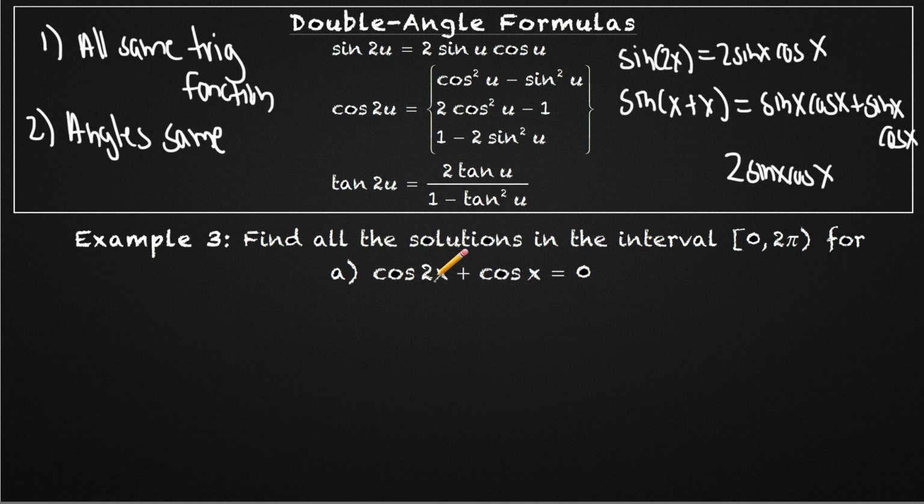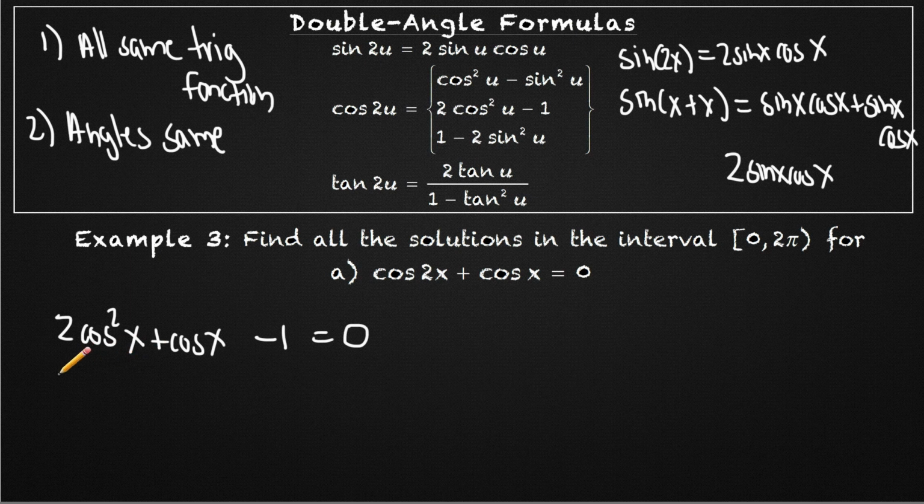So you have cosine of 2x. Notice sine of 2x only has one option. Cosine of 2x has 3 different options for different reasons. So you have to pick which one is appropriate. Now think about it. We want to get all the same trig function. We want to have only cosines. So then I wouldn't use this one because it has a sine squared. I wouldn't use this one. So I'm going to replace cosine of 2x with 2 cosine squared x minus 1. I'm going to put the minus 1 over here. And then I'm going to put the plus cosine of x there equals 0.